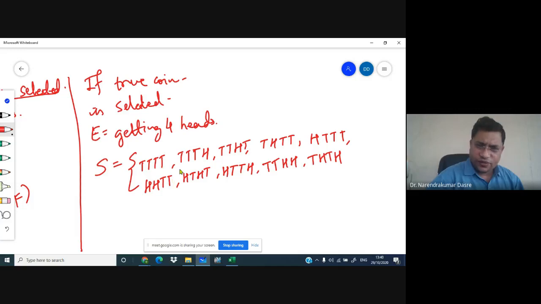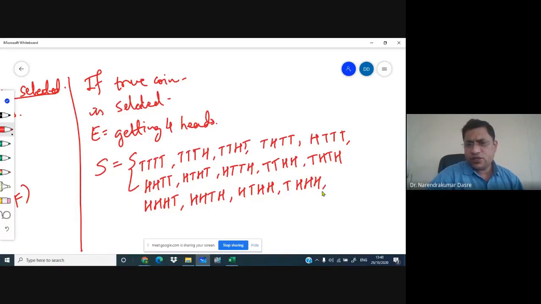Suppose we have 3 heads. Then what will we have for 3 heads? Exactly like this. You'll have H, H, H, T, the complementary event of this T. Then you'll have H, H, T, H, then H, T, H, H, and then T, H, H, H. So that will be the three heads. Now think of the four heads. We'll have the four heads as H, H, H, H.